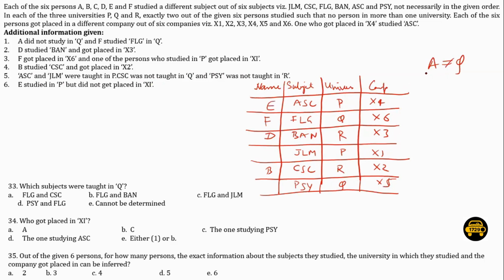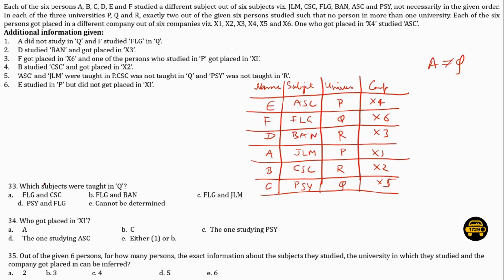And we knew about A, that A cannot study in Q. Now we have only 2 options for A. One is this, one is this. A cannot study in Q. So of course A will not come here. So this will be A and this will be C. Now we know about all the subjects of different people along with the name of the universities they studied in and the name of the companies.